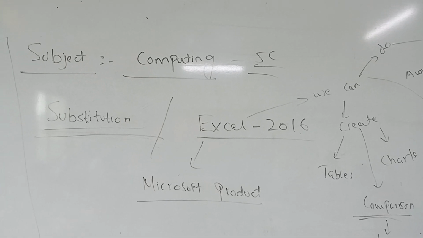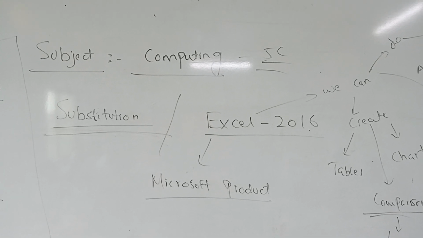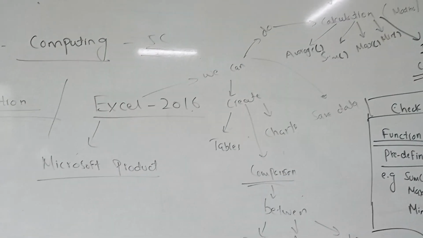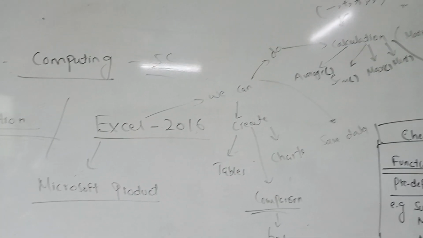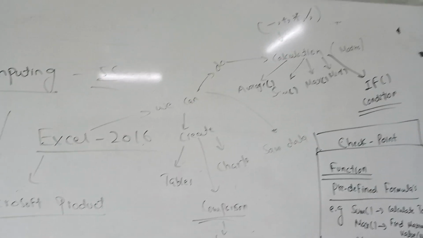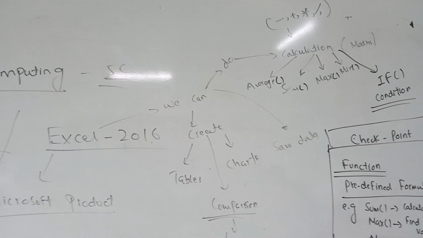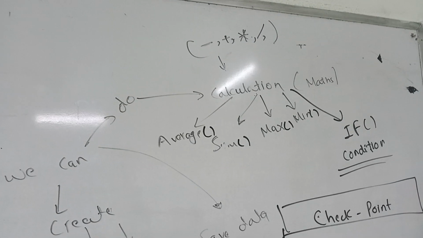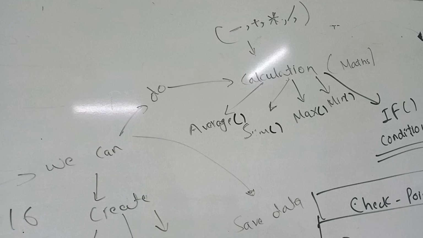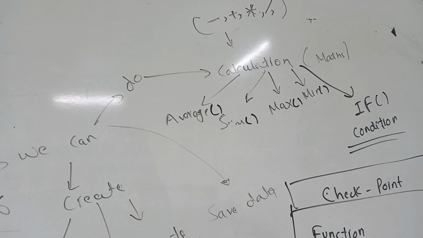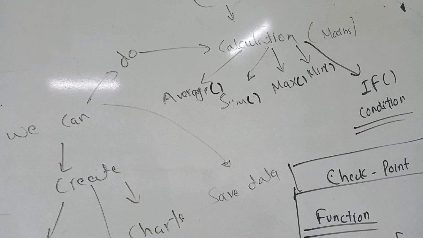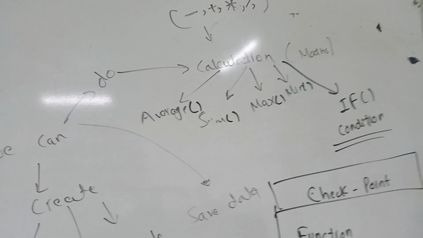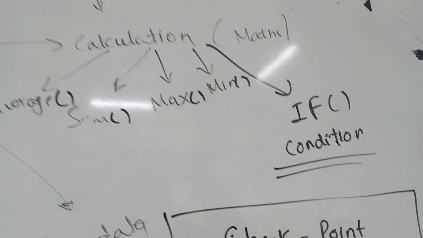Okay, Ji, today I conducted a substitution class in 5C and we discussed Microsoft products, because I'm teaching Microsoft Excel to my students. Using Microsoft Excel we can do calculations like addition, subtraction, multiplication and division, and this subject is linked with maths as well. In Excel we can find the average function, sum function, max function, min function, and there are many more functions.